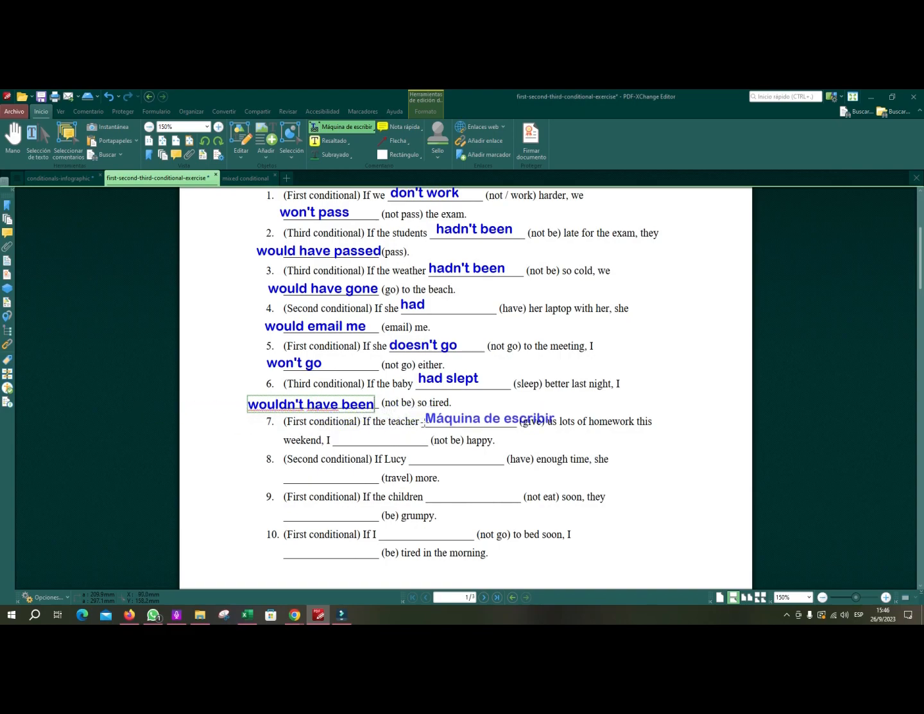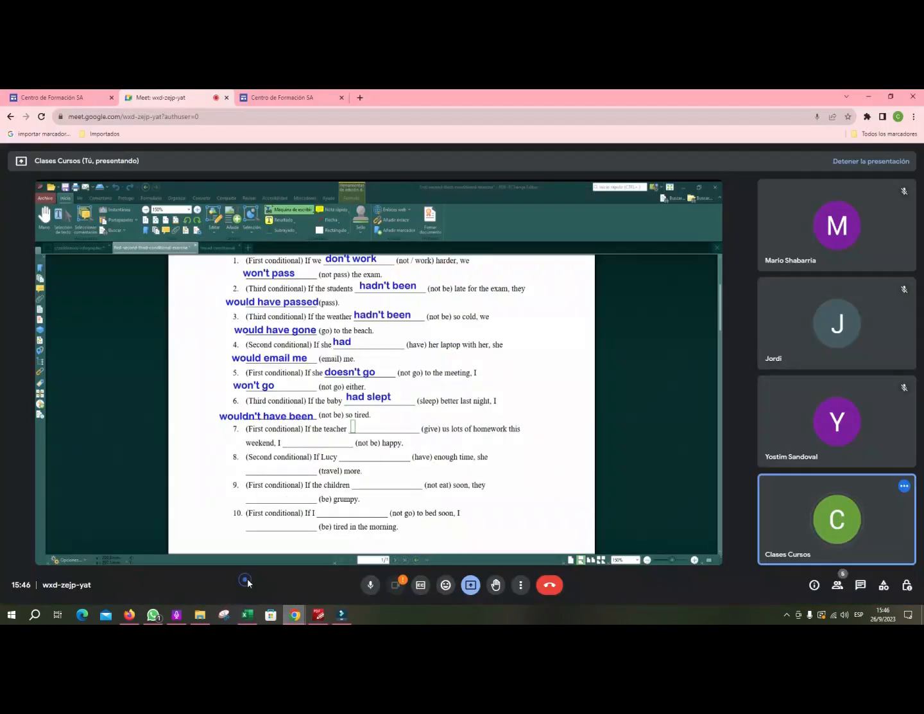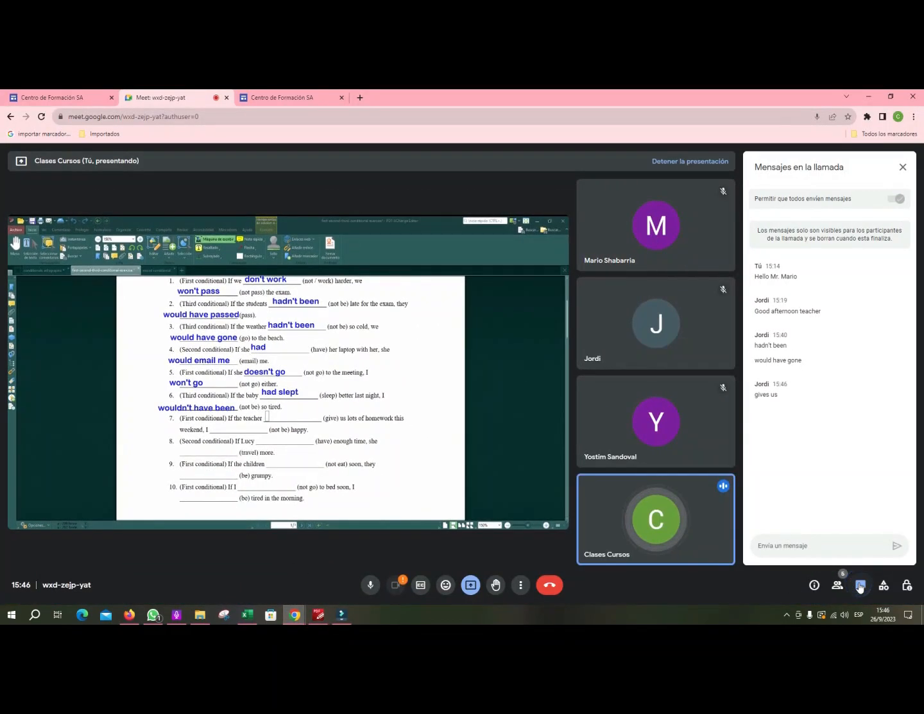What about this one, Mr. Jordi? First conditional. If the teacher gives us lots of homework this weekend, I happy. That is first conditional. In the if clause, you're going to have simple present. So, which could be the answer for that one, Mr. Jordi?